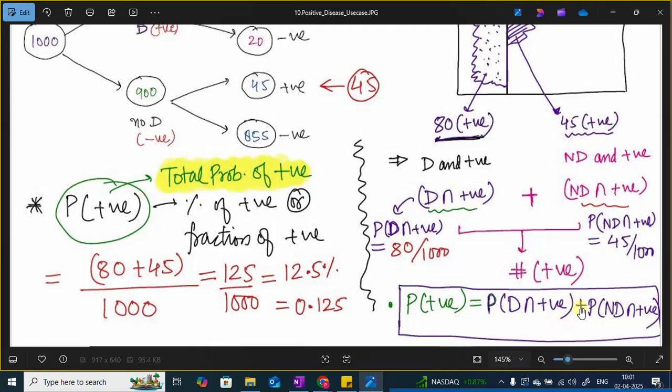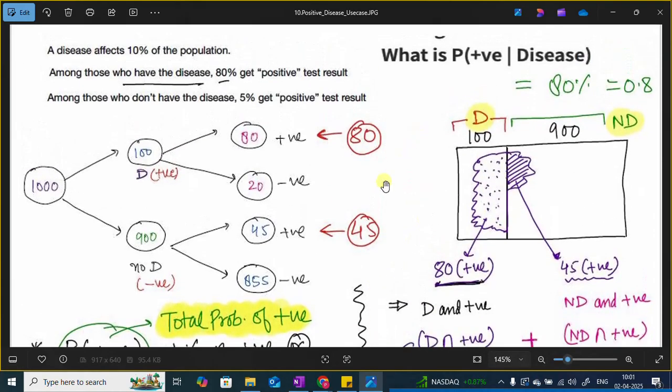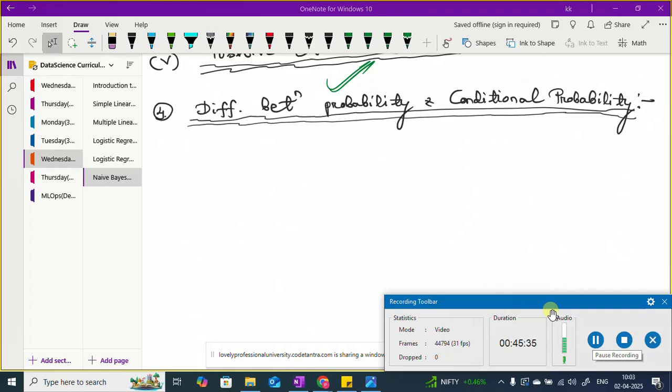If you add both, it will come to the same thing, because 80 divided by 1000 plus 45 divided by 1000 is nothing but 80 plus 45, which is 125, divided by 1000, nothing but 0.125. So whether you follow this methodology, or follow the individual methodology and add them up, the answer will be the same. So there are two different ways I have shown you to find the answer to your question. Clear, guys? Any doubt so far?